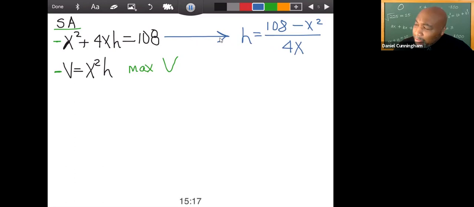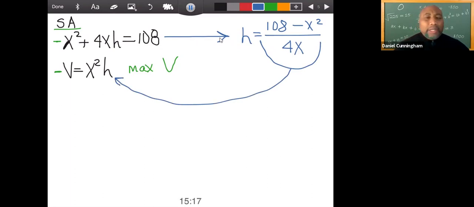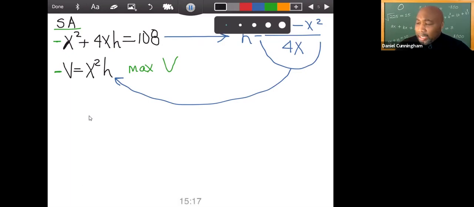I'm going to plug this value for h into this volume equation. And so that's how you optimize. What you do, you find two equations, rewrite one of them, plug into the other one so that other one only has one variable, x, y, z, whatever the case may be. In our case, we want to have all x's.